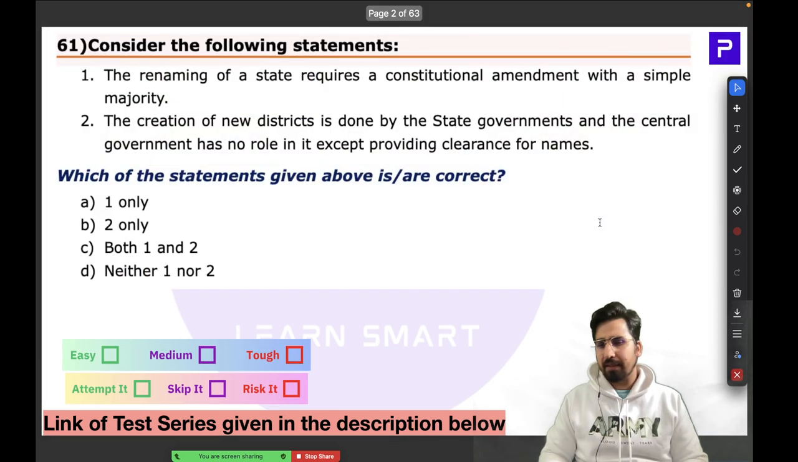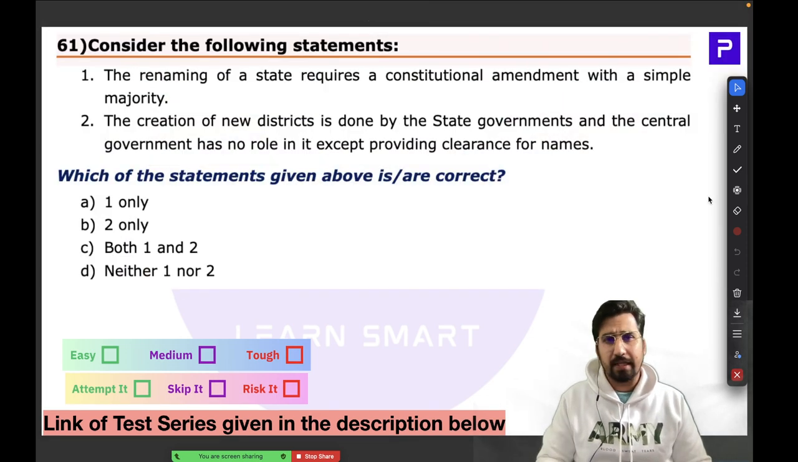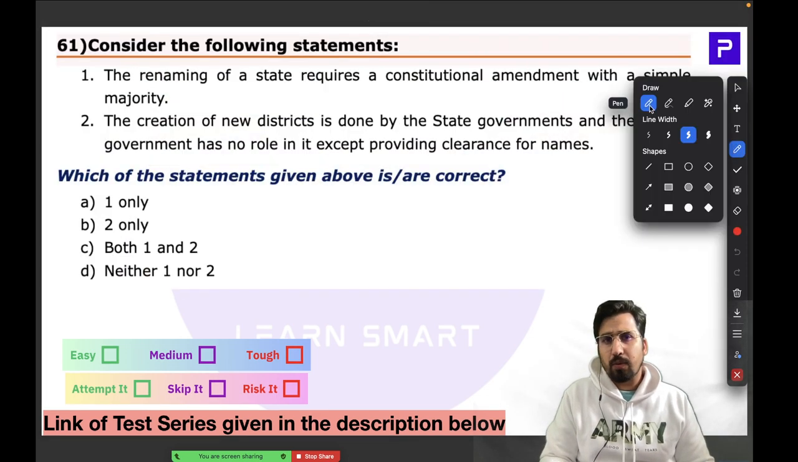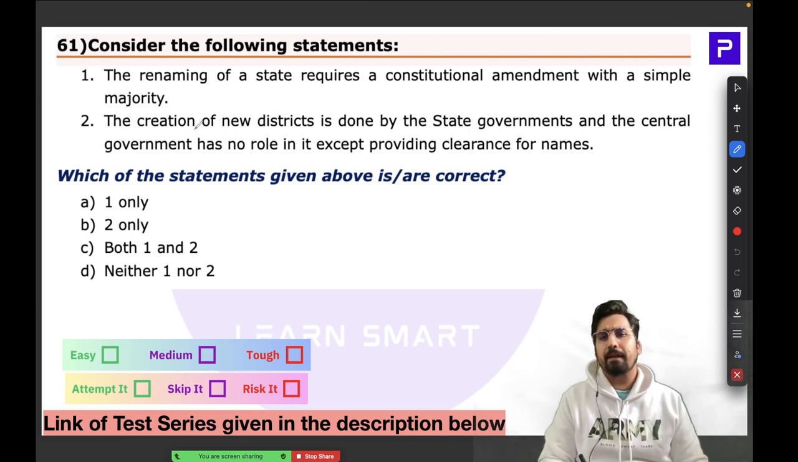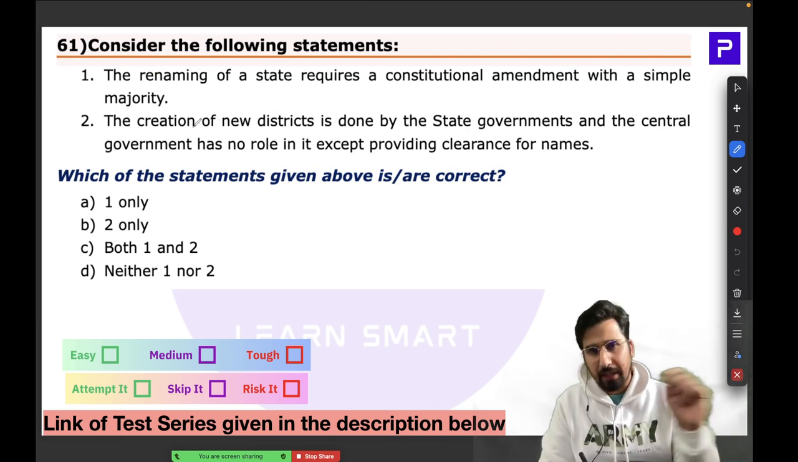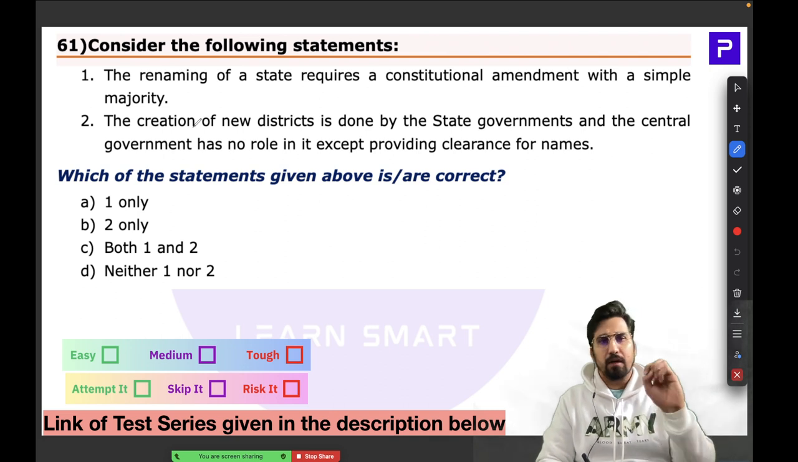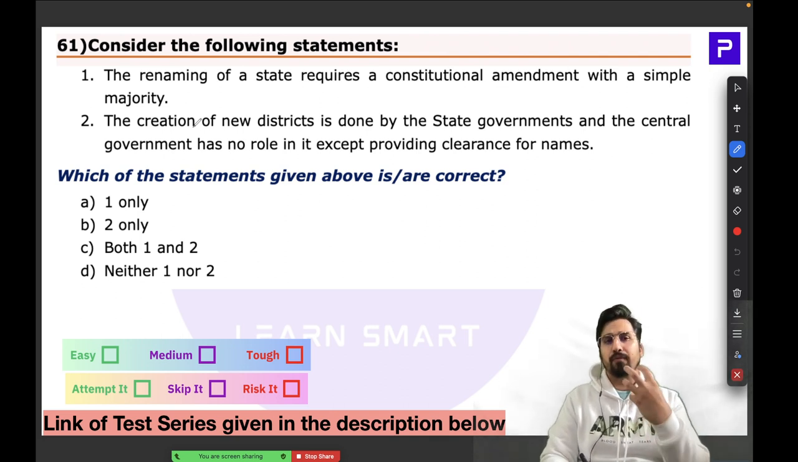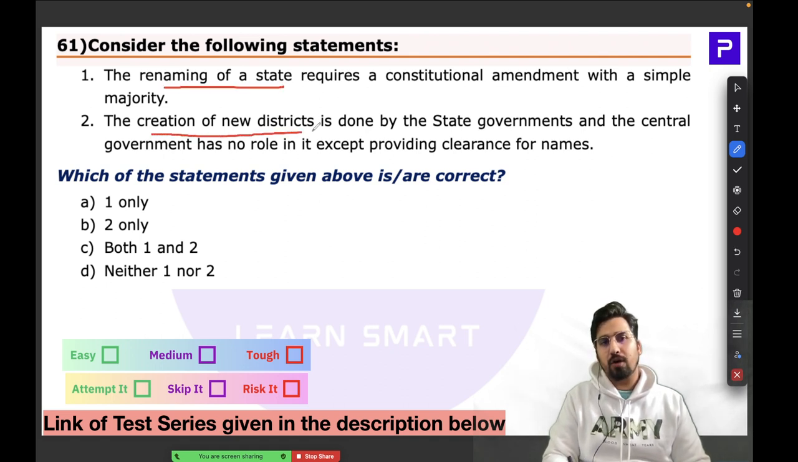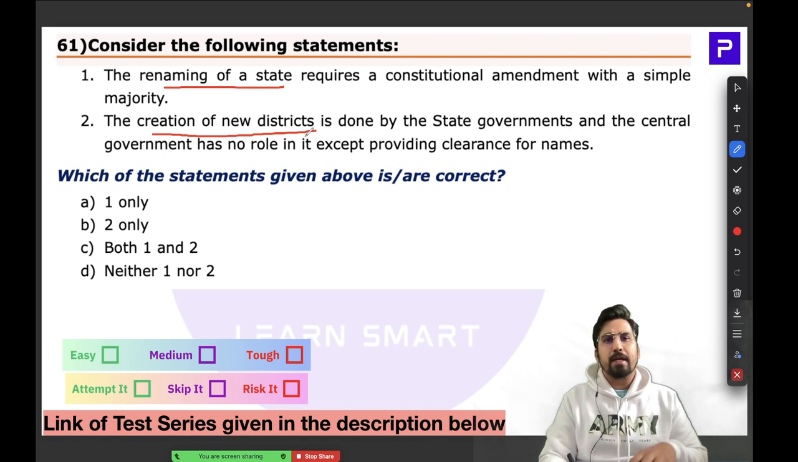The question number 61. This question 61 was with respect to the renaming of a state and renaming of a district. It's a very core, very basic topic of Indian polity and governance. So it is about what happens when you have to rename a state, or create or rename a district. How does the procedure work? That was the case.